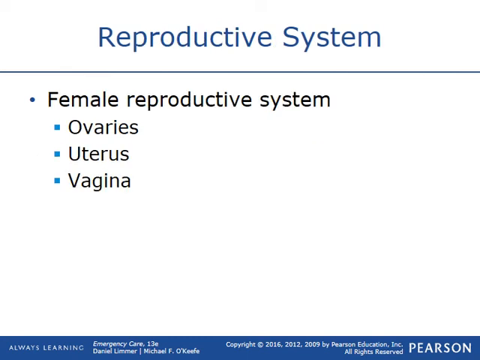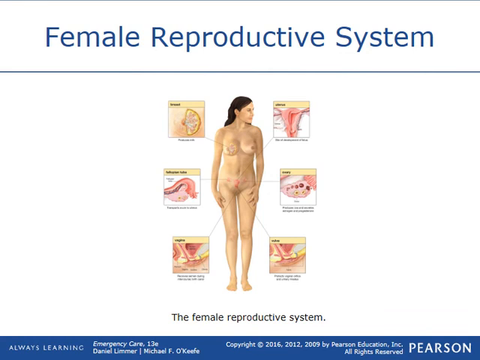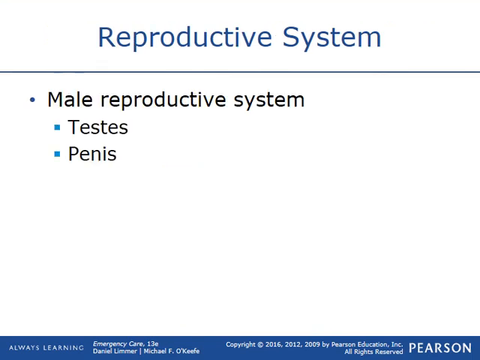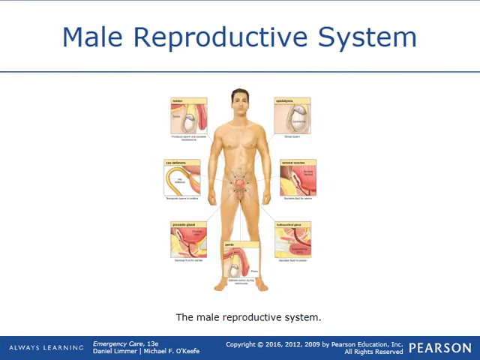As far as the reproductive system goes, you've got the female reproductive system, which consists of the ovaries, the uterus, and the vagina. There's a diagram of the female reproductive system. In men, you've got the testes and the penis. And there's the male reproductive system.